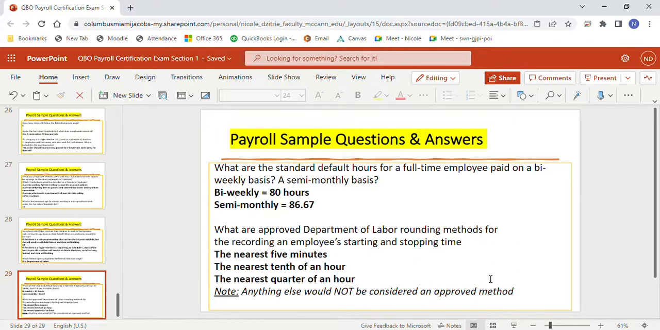What are the approved Department of Labor rounding methods? So remember, I gave you those 3. There's the nearest 5 minutes, the nearest 1/10 of an hour, or the nearest 1/4 of an hour. So in other words, if they gave you a question and said, is it rounding to the nearest half hour? Well, no, that would not be considered an approved method. It's only these 3. So have those 3 in your notes. Those are the only 3 approved methods.